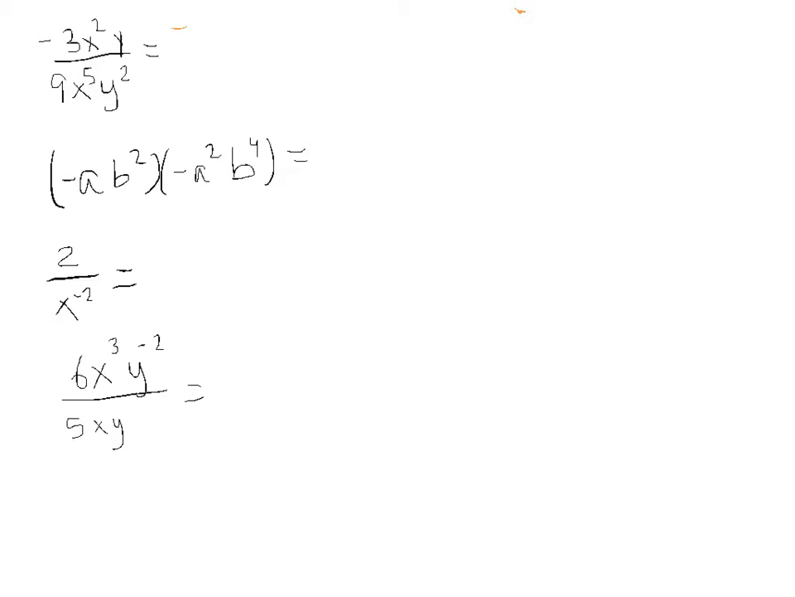Negative 3x squared, so x times x, times y, over 9 times x to the 5th, x times x times x times x times x, times y squared. All right, well, let's start trying to reduce this a little bit. Negative 3 over 9, 3/9, that's the same as negative 1/3.